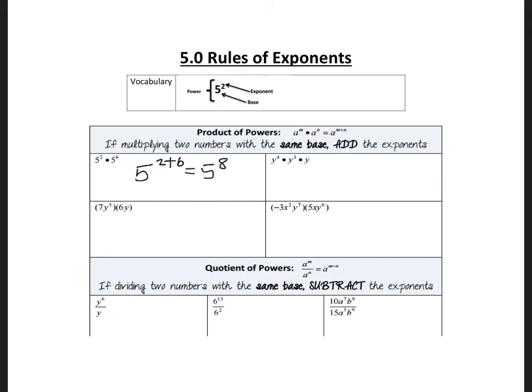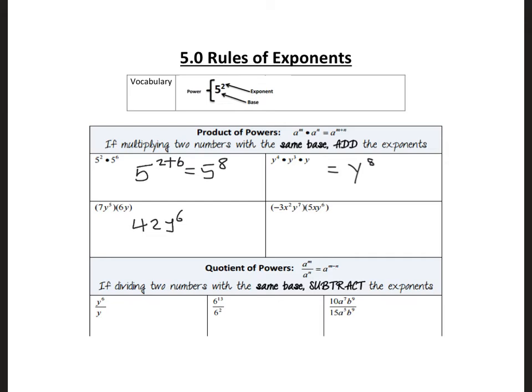If I do the next one, it's going to be y to power 4 plus 3 plus 1, so that's going to be to power 8. And let's do another example here. When I have these ones, the first thing is to multiply the numbers. So 7 times 6 is 42. And then I take y raised to power 5 and then y raised to power 1. Same base, so it's going to be y raised to power 6.